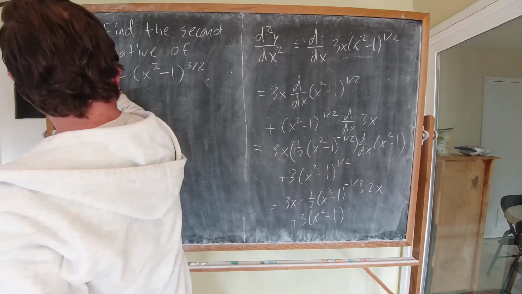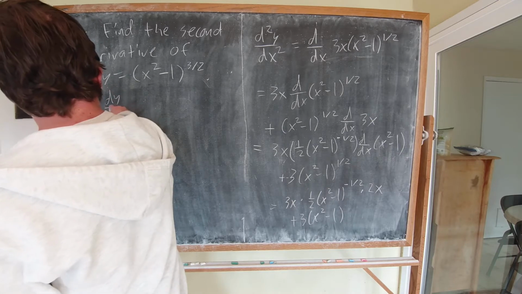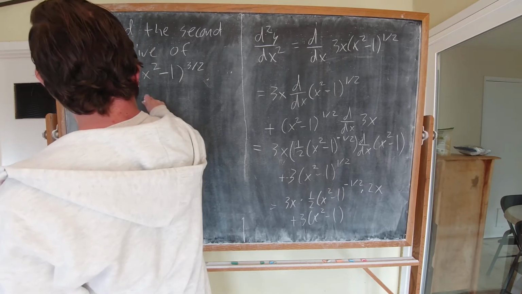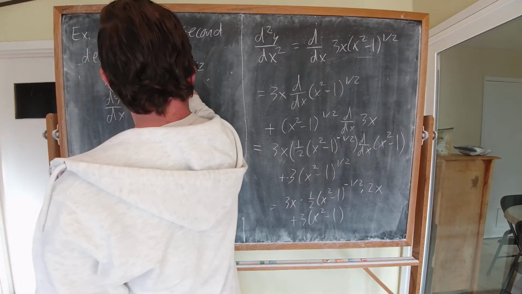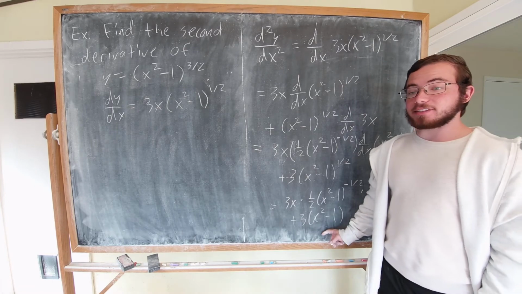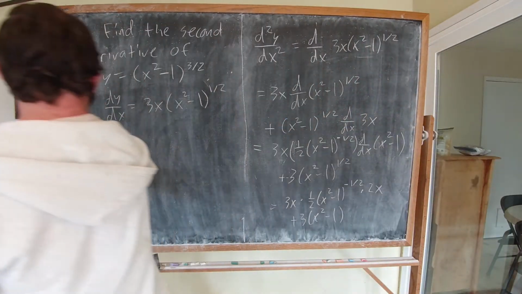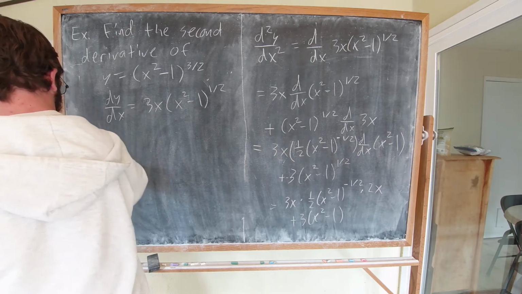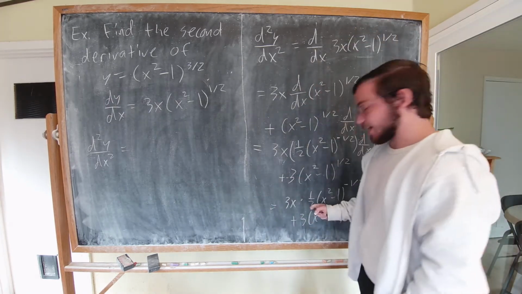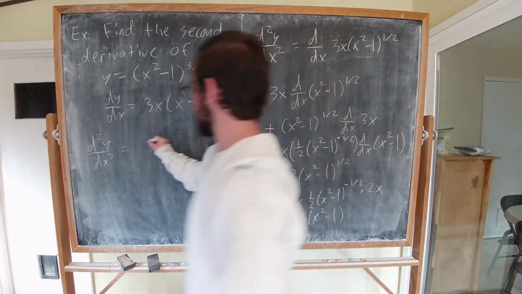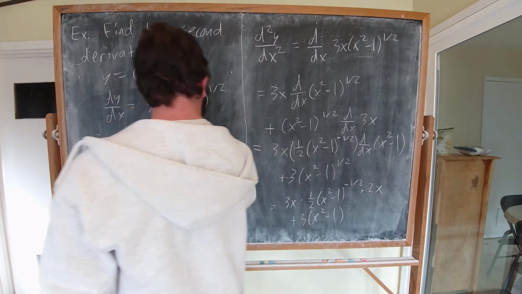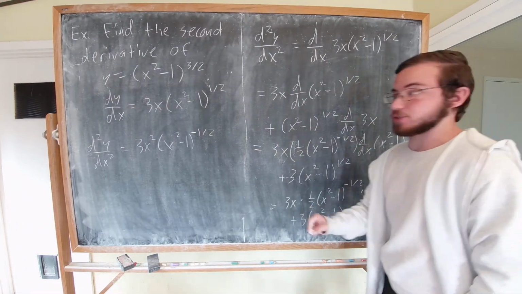Alright, so we have y equal to x squared minus 1 to the 3/2. dy dx ended up being 3x times x squared minus 1 to the 1/2 power. And now here, let's do some simplification. The second derivative is, okay, we're going to have 6x squared times 1/2, that's 3x squared, times x squared minus 1 to the negative 1/2, plus 3 times x squared minus 1.